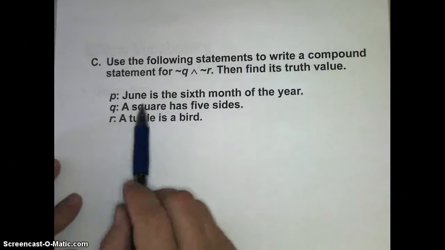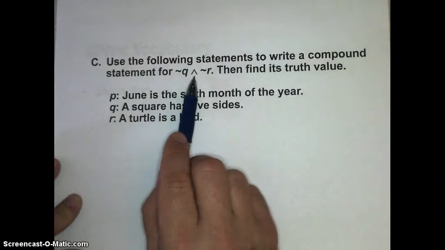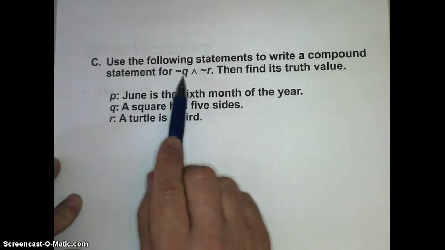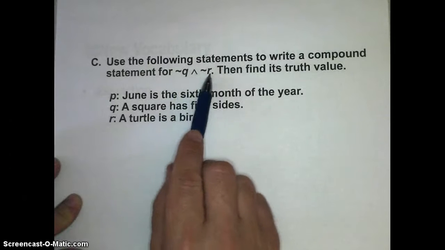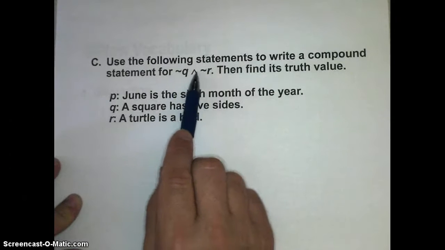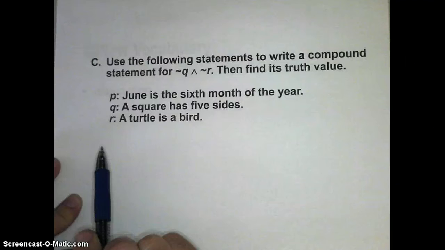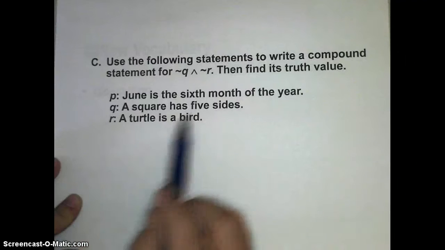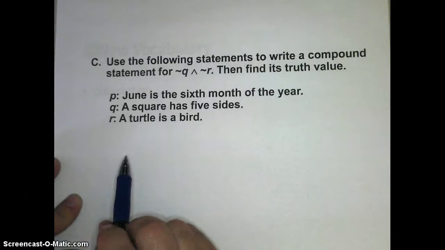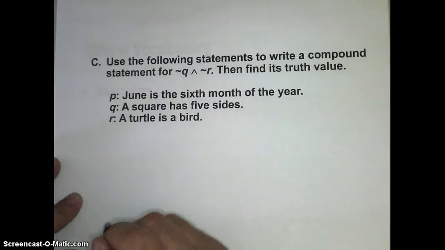All right, let's move on to part C. I want you to take a stab at trying to write the conjunction not Q and not R. Notice we've negated both, and we're using the and conjunction for statements P, Q, and R. Take a moment, pause the video, give yourself enough time to write this conjunction, and then we will continue and see what the truth value is.